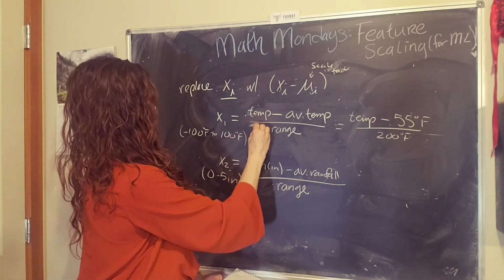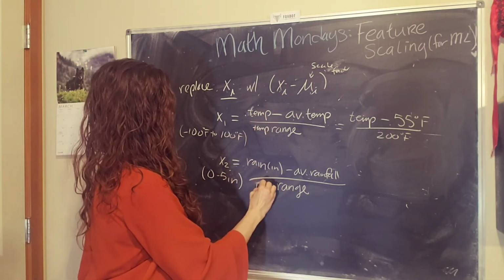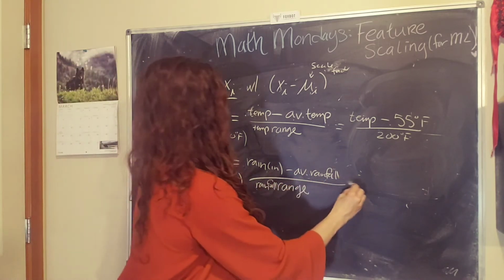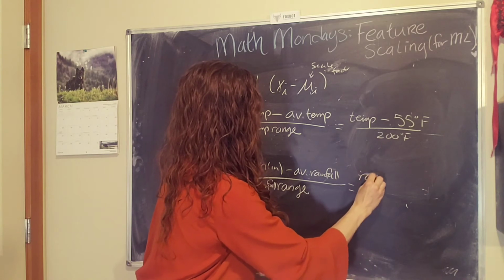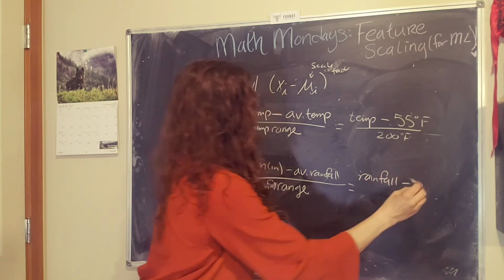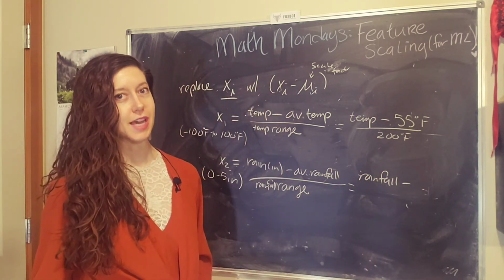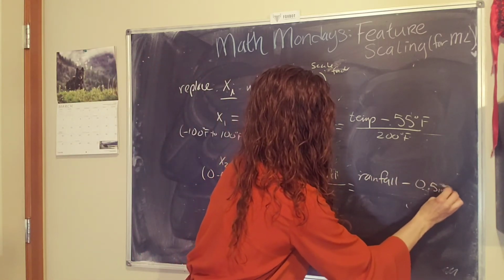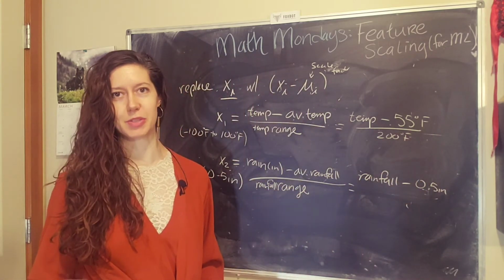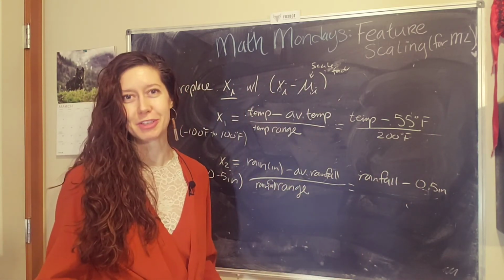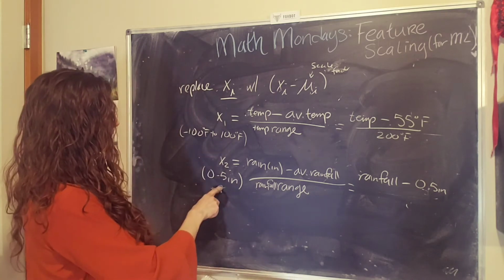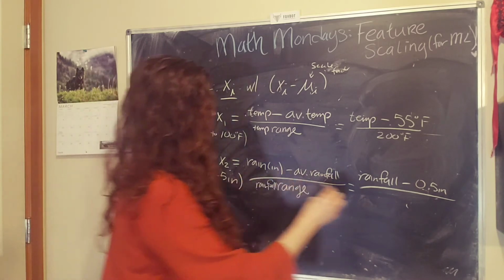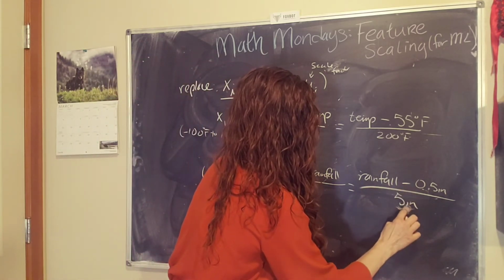I should say temp range and rainfall range, as specific as possible. So then this is going to equal rainfall minus the average rainfall in Seattle, which is actually pretty low. So I'm going to use a value of 0.5 inches. By the way, I made this up based on my personal experience of living in Seattle. I did actually look up these ranges, so these are reasonable. And our range in this case is 5 inches.